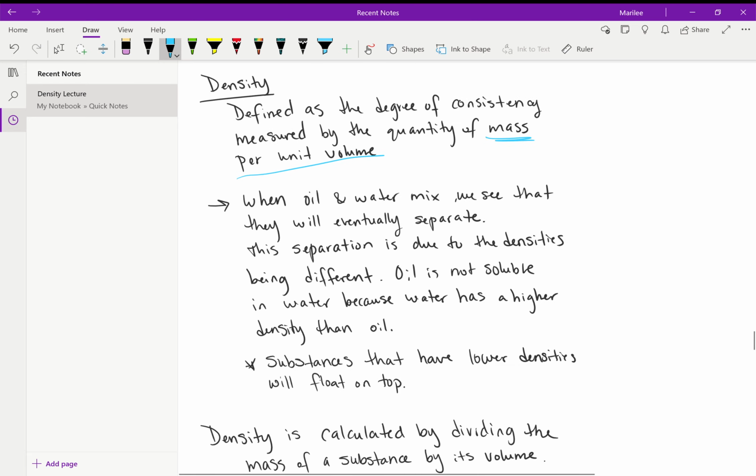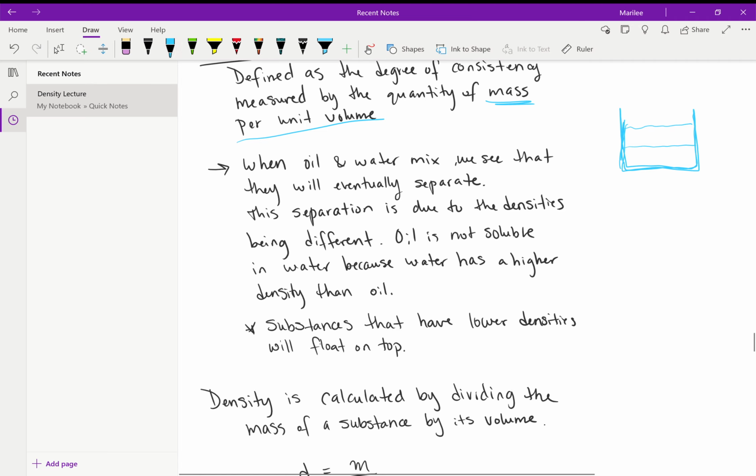We have an example here. When oil and water mix, we see that they will eventually separate. If you put oil in a cup of water, you'll have a separation. Why is this separation? This separation is due to the densities being different. We know that oil is not soluble in water. Why is that? Oil is not soluble in water because water has a higher density than oil. So, as stated here, substances that have lower densities will float on top. So you'll have oil on top, water on the bottom.